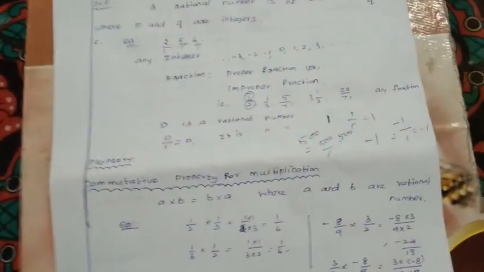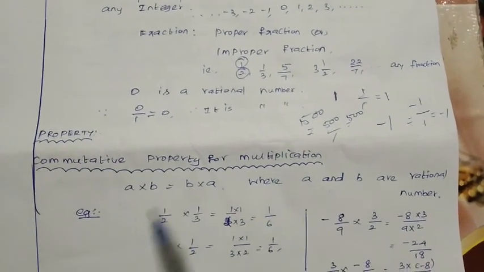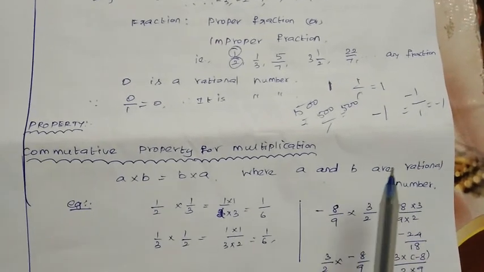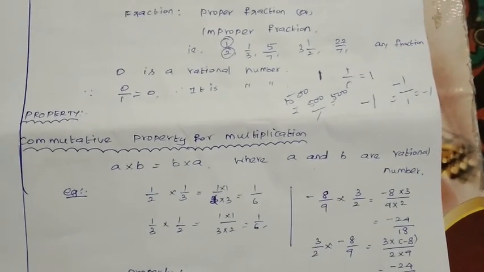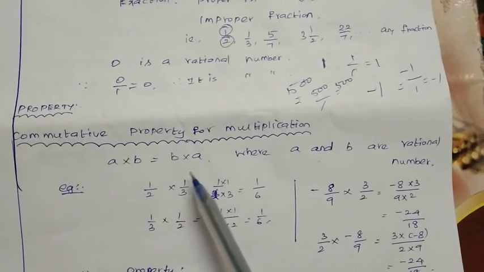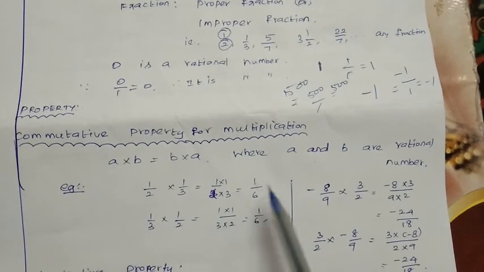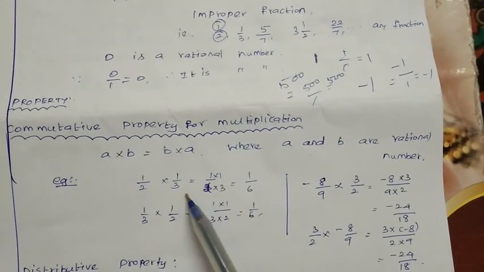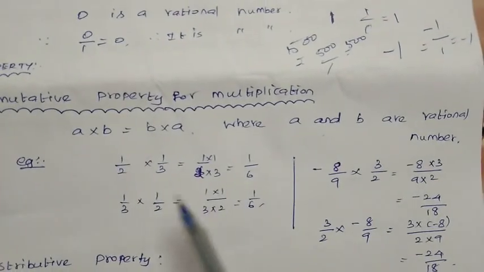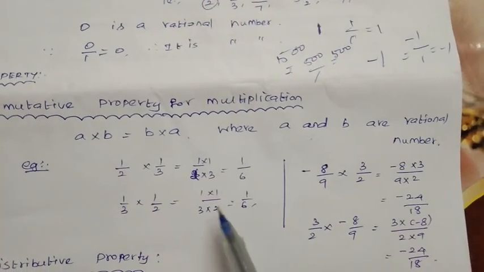Already you studied this. Commutative property for multiplication: A cross B equals B cross A, the product, where A and B are any rational numbers. For example, 1 by 2 into 1 by 3, we can write 1 into 1 divided by 2 into 3, that is 1 divided by 6. Also we can exchange A and B as 1 by 3 into 1 by 2, we can multiply 1 into 1 divided by 3 into 2, which is 1 by 6.